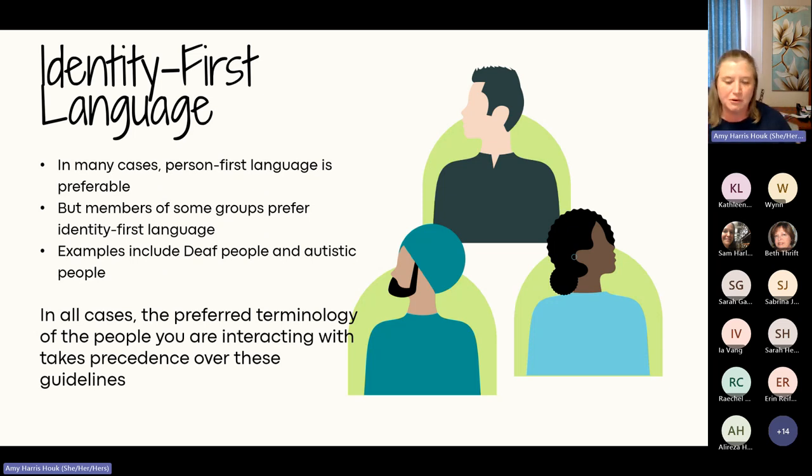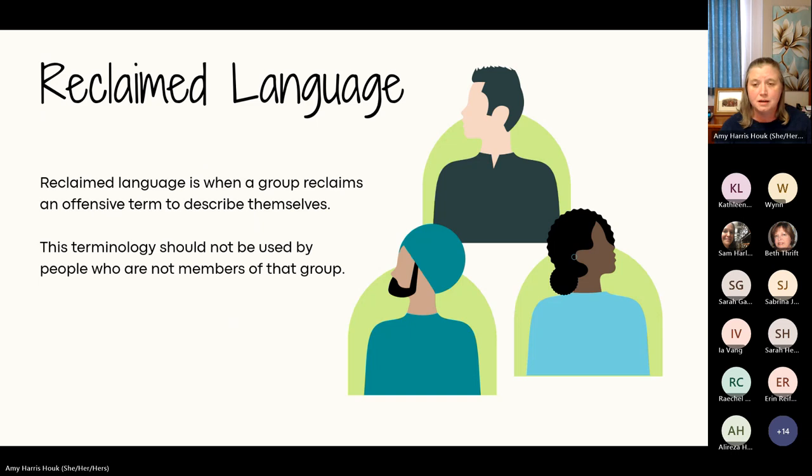So that's the most important thing, but these two ideas just give you a starting point to think about how to identify people in speaking and writing. Some groups use reclaimed language, and for reasons that I hope are obvious, I will not be sharing any examples of this, but this is when a group reclaims language that was once seen as offensive to describe themselves and to destigmatize that language. That terminology should only be used by people who are members of that group.